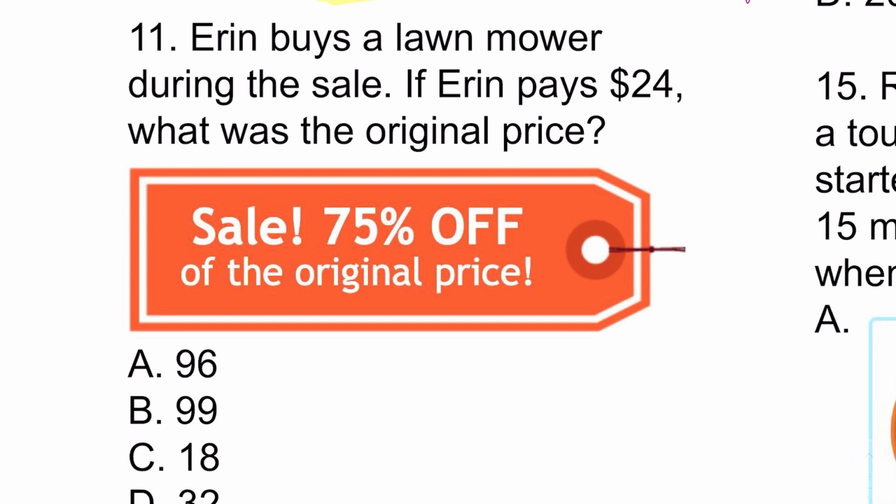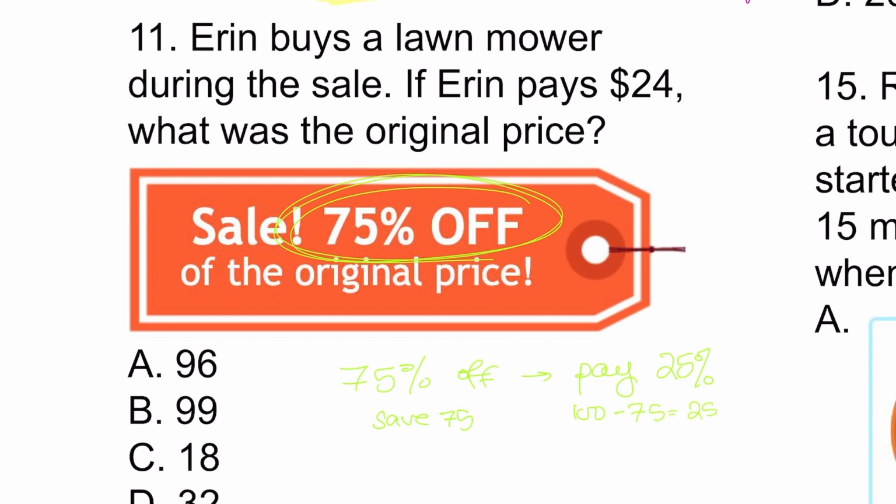Next, number 14, Aaron buys a lawnmower during a sale. If Aaron pays $24, what was the original price? So this sale is 75% off. So here we have percentages, 75% off. And what that means is you have to pay the remainder, which is 25%. So if you save 75%, you have to do 100 minus 75 to be equal to 25. That's how much you pay.